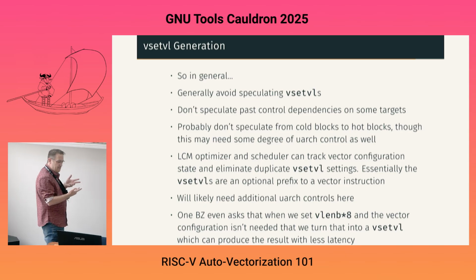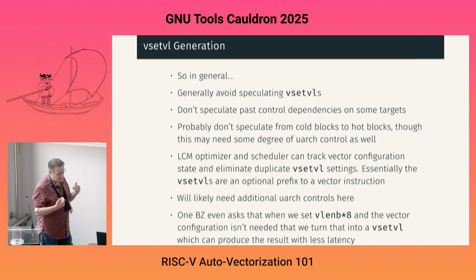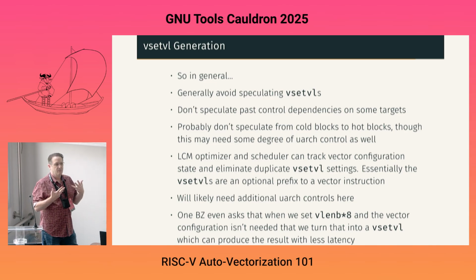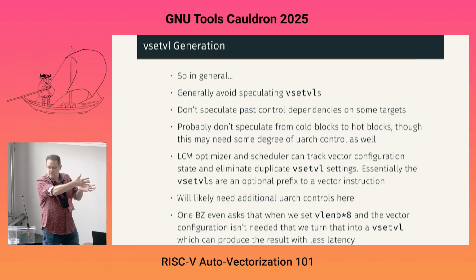One of the basic concepts of vsetvls in RISC-V is we really think about a RISC-V vector instruction as a 64-bit instruction. There is a prefix, which is the vsetvl. You can conceptually think of every RISC-V vector instruction as having a vsetvl in front of it, and then you actually have the operation. So it's a 2-chunk instruction.